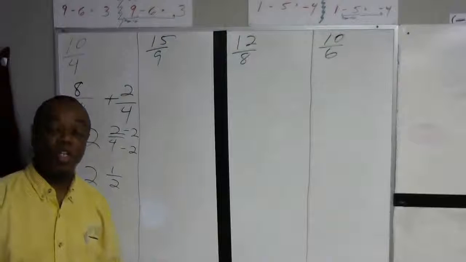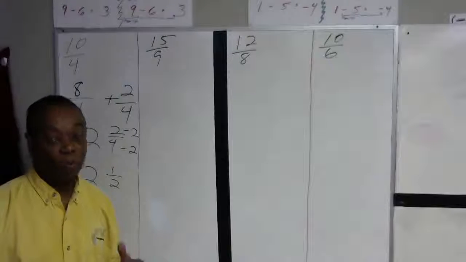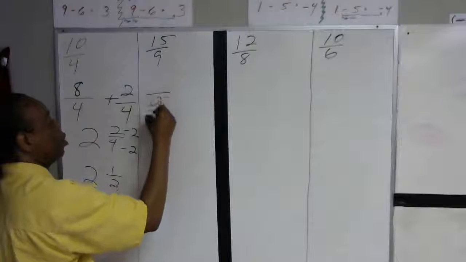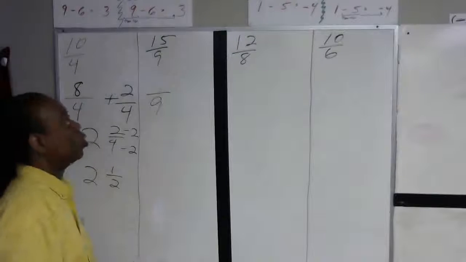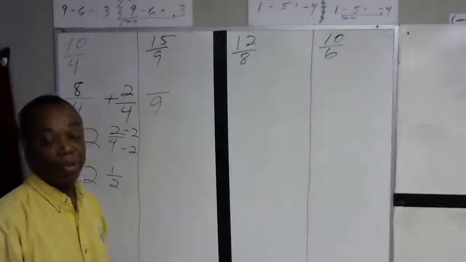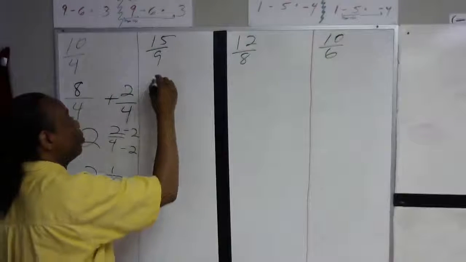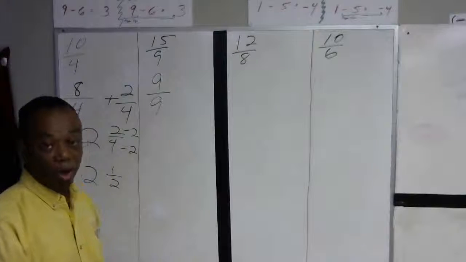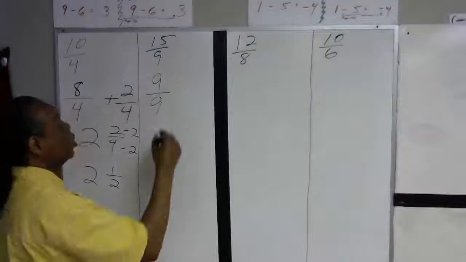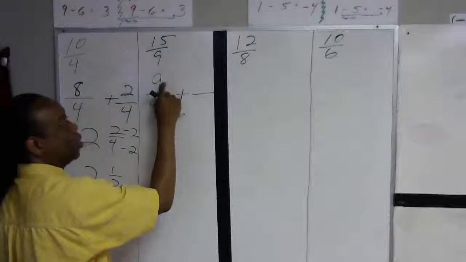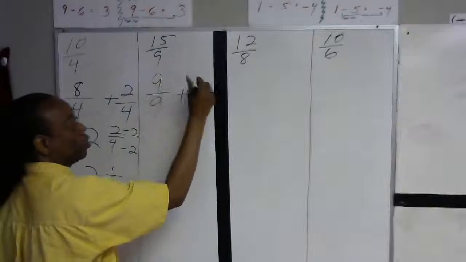Next, the improper fraction 15 over 9. We're going to change that into a mixed number. So I ask myself, what's the closest I can get to 15 in the 9 timetables? The closest I get to 15 is actually 9, because the next number is 18. We're over 15. So now, plus the difference between 15 and 9. The difference between 15 and 9 is actually 6.